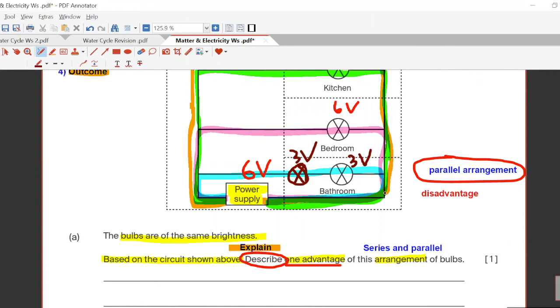So whatever is a disadvantage for parallel will be the advantage for series. Whatever is the disadvantage for series will be the advantage for parallel. And there are a few. For series, of course, when one bulb fuses, the other bulbs cannot work, and also series is less bright. So that's the reason why. But you save cost as compared to parallel, and you save electricity. Okay.